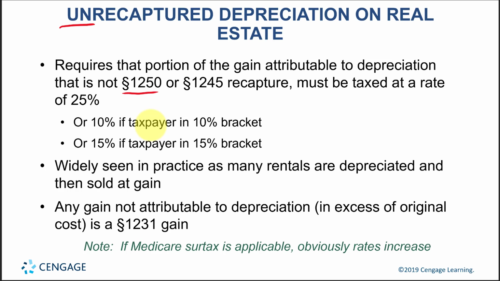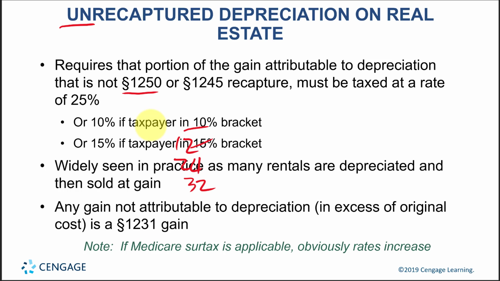Okay, so we don't recapture 1250 anymore, but then any of the depreciation, we're going to turn that into ordinary income up to, well, let's see. We saw that regular rates were something like 10% in the first bracket. This is an old slide. This should be 12%. Then the next rate goes up, I think, to 24% and then 32%.